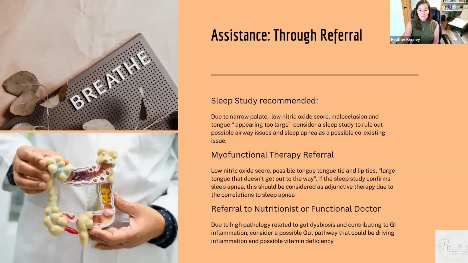So we need to assist through referral options. We found out that there's a possible need for a sleep study. I came to that conclusion based on the narrow palate and the low nitric oxide score. He's got malocclusion. He's missing a tooth, which has brought his airway in. The lower laterals have brought the airway in, making less room for the tongue.